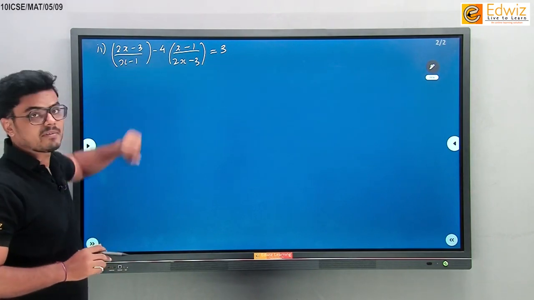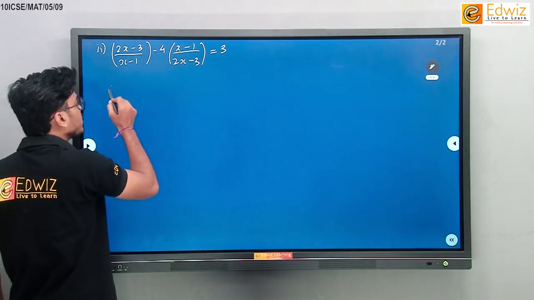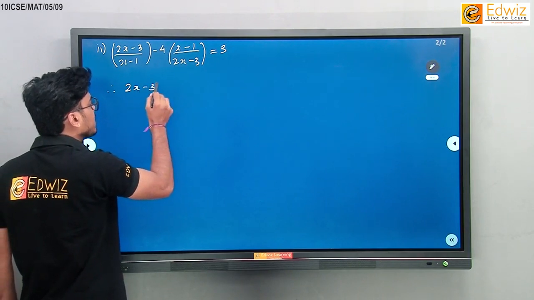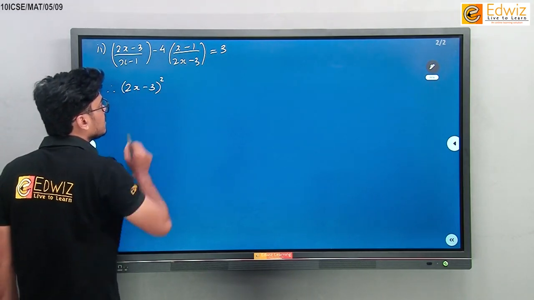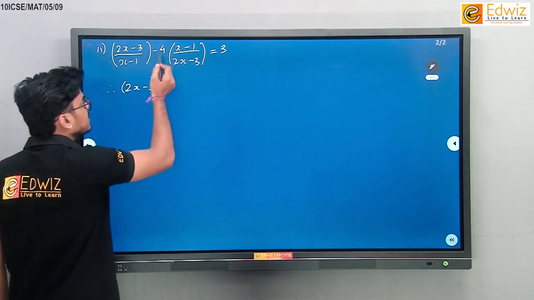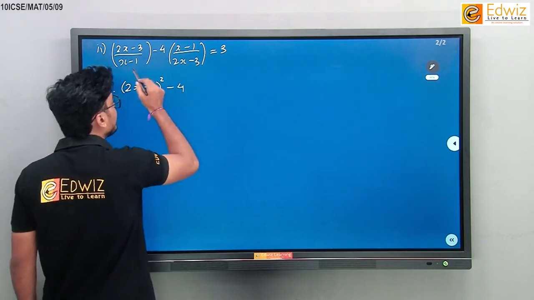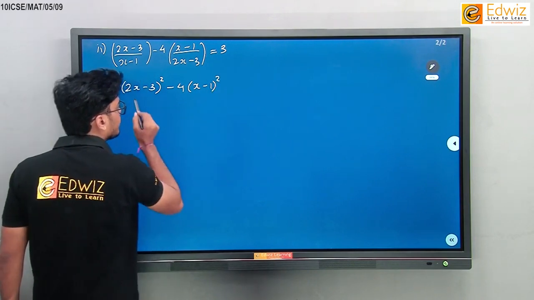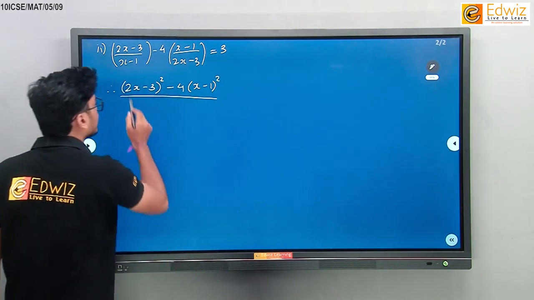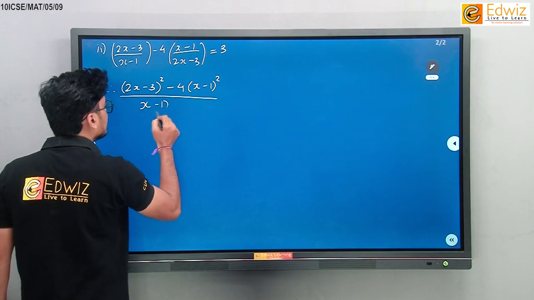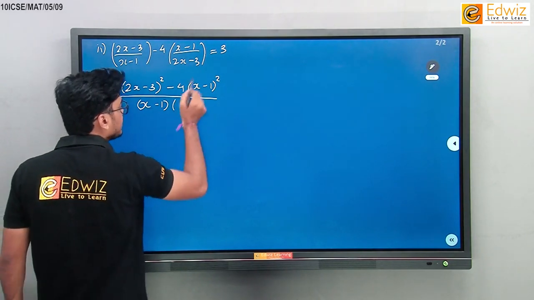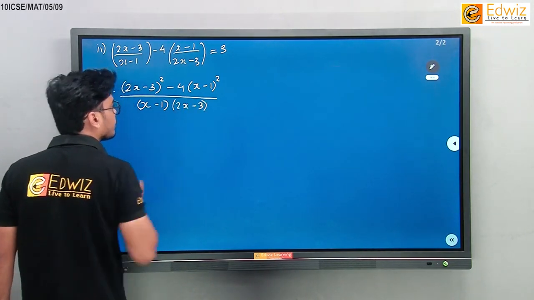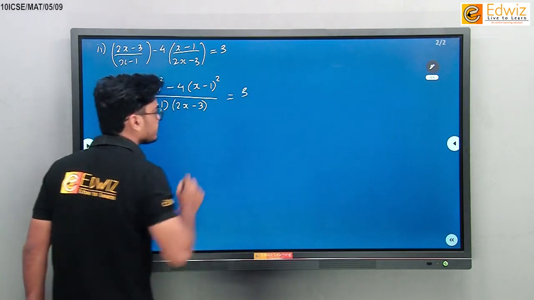We will cross multiply first. So 2x minus 3 into 2x minus 3. It will become 2x minus 3 the whole square. Then we have minus, this is 4 multiplied by x minus 1 into x minus 1. So x minus 1 the whole square. Okay, divided by, here we will have x minus 1 multiplied by 2x minus 3 equal to 3.